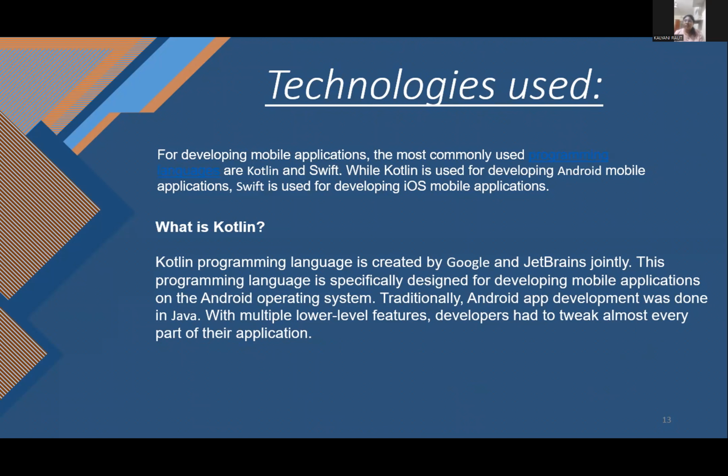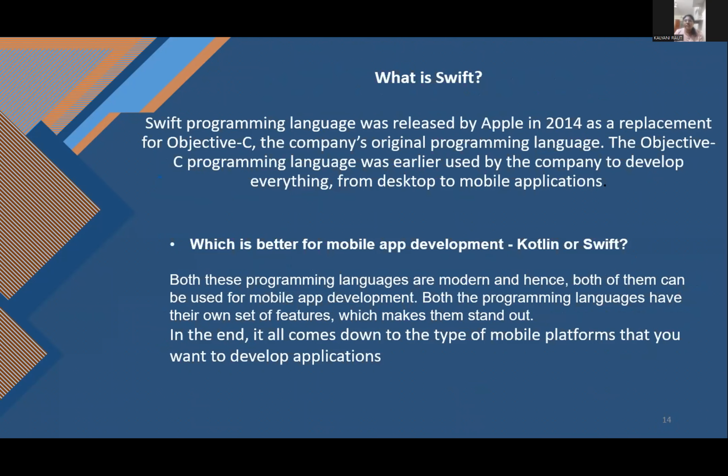Kotlin is used for developing Android mobile applications, and Swift is used for developing iOS mobile applications. What is Kotlin? The Kotlin programming language was created by Google and JetBrains jointly. It is specially designed for mobile applications on the Android operating system. Android app development was earlier done in Java with multiple low-level features. And what is Swift? Swift is a language released by Apple in 2014 to replace Objective-C, the company's programming language. Objective-C was earlier used by the company to develop everything from desktop to mobile applications.